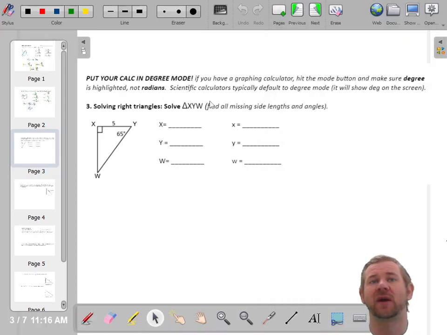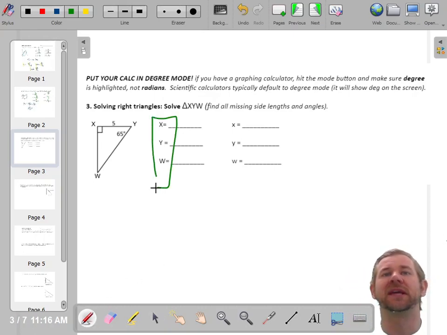So in this problem, if I want to solve for these missing sides, let's see. Do I know it? Well, remember, big X is the angle. So the angle, I know that one's 90 degrees.